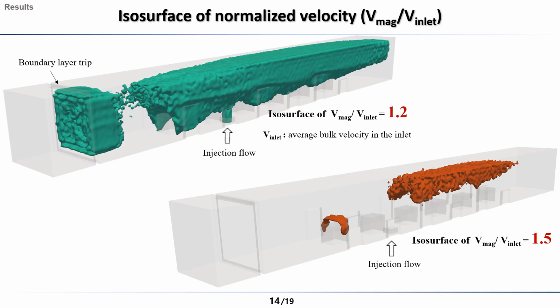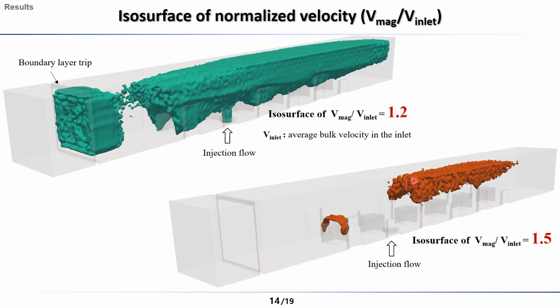And next, I will show you the result of isosurface of normalized velocity. The green isosurface represents regions where the velocity is 1.2 times the average bulk velocity at the inlet. We can see that many isosurfaces are generated at the downstream of the boundary layer trip. Then the cubical elements positioned at the wall and channel center reduce the flow area and generate complex fluid disturbance, leading to the generation of a large number of velocity isosurfaces in the middle and downstream regions.